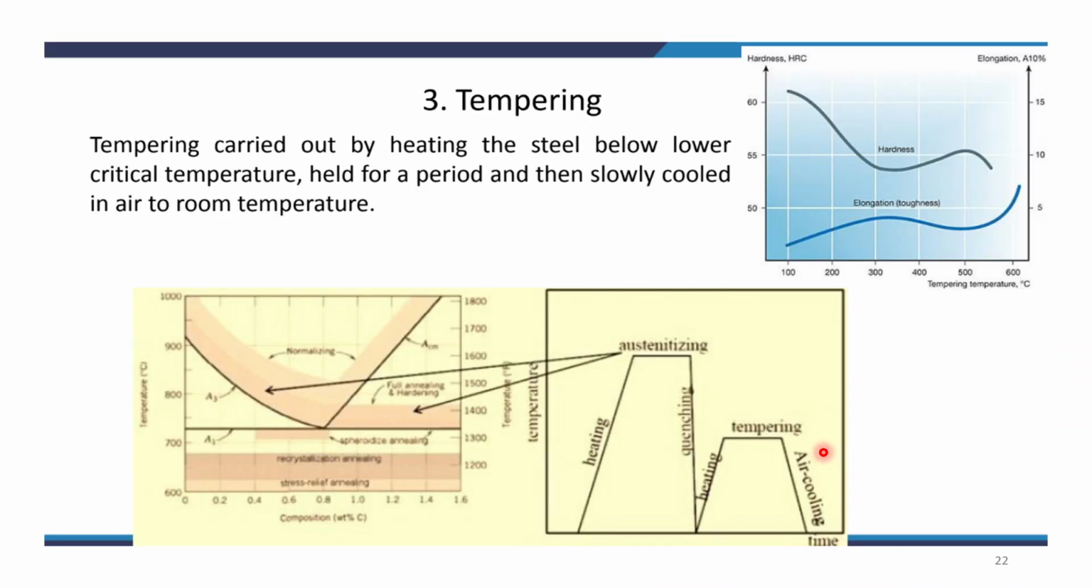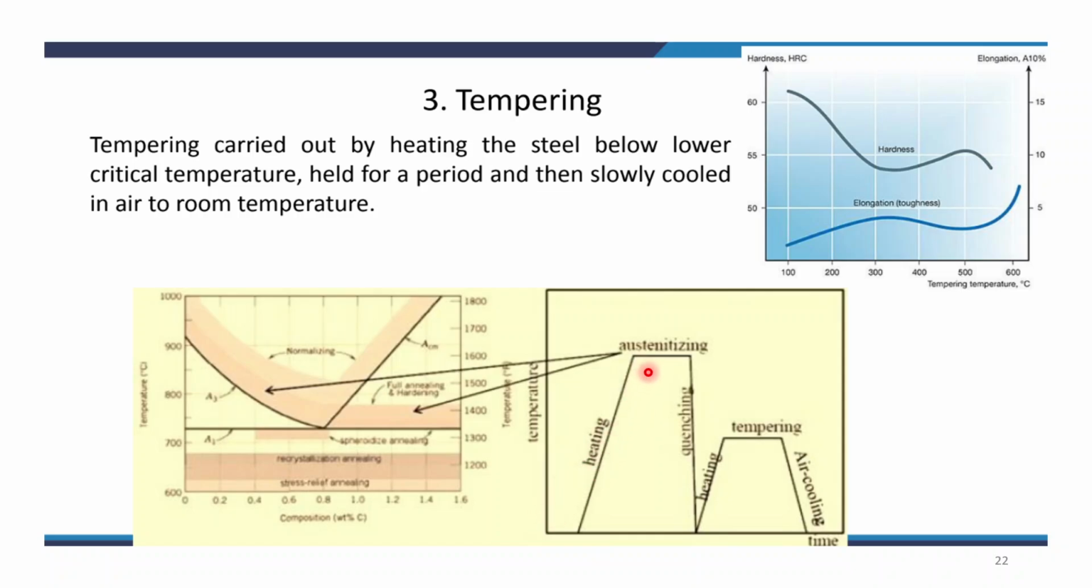Next is tempering. Tempering is carried out by heating the steel below the lower critical temperature and holding for a period, and then slowly cooling in air to room temperature. And here you can see, with increasing tempering temperature, elongation basically increases, so toughness increases and hardness reduces. And this is the cycle used for hardening and tempering.